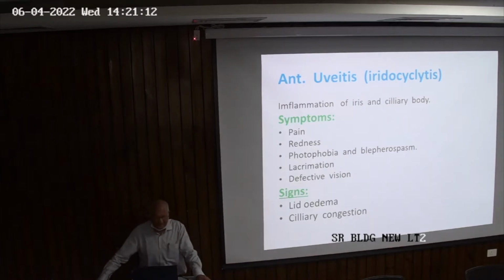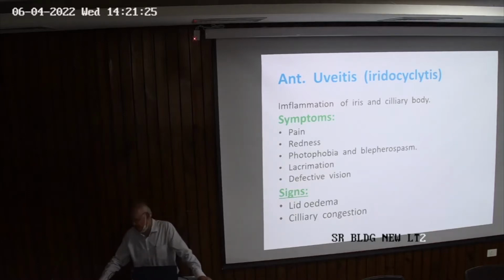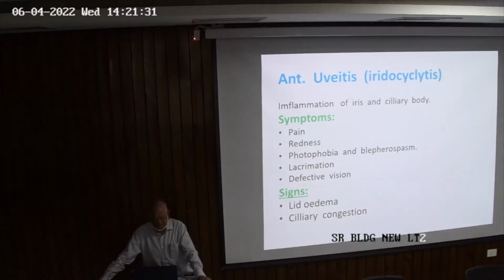Inflammation of the iris and the ciliary body is iridocyclitis. Iris plus cyclitis: inflammation of both the iris and the ciliary body. Symptoms are pain, redness, photophobia, blepharospasm, lacrimation, and defective vision also. These symptoms, pain and redness, are common in uveitis as well as in corneal ulcer.